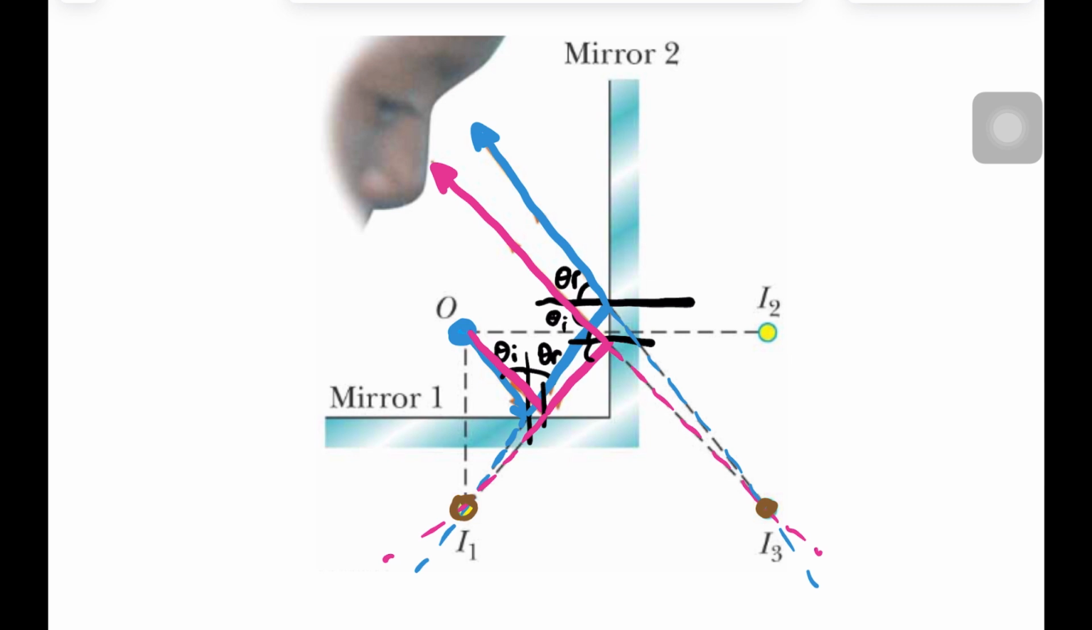The image labeled I1 is the image that is created from the object reflecting in mirror 1. The image labeled I2 is a reflection of the object in mirror 2. It does not have the rays drawn on the figure for it. The image labeled I3 is a double reflection of the object first off of mirror 1 and then off of mirror 2.